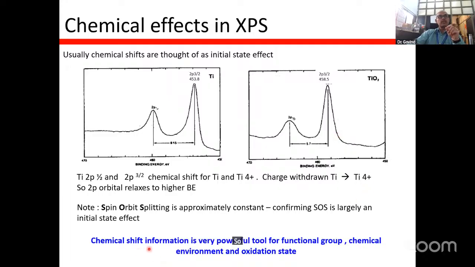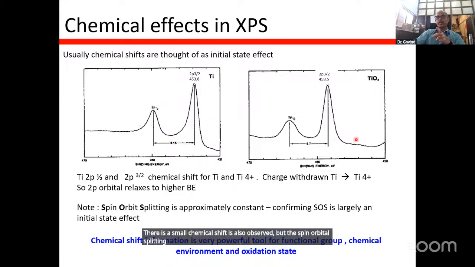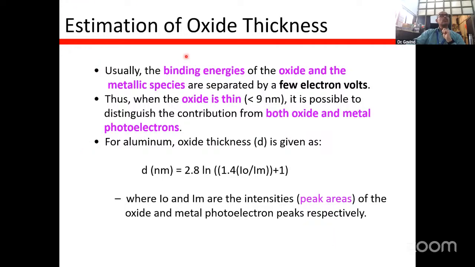So the chemical shift information is a very useful tool to understand the functional group, the chemical environment, or the oxidation state. If any surface gets oxidized, a small chemical shift is also observed, but the spin orbital splitting will remain the same. So how is that shift useful? That is useful to identify the thickness of an oxide layer.